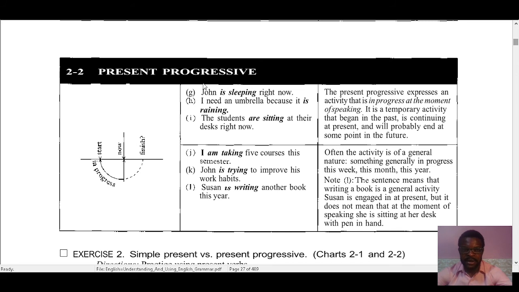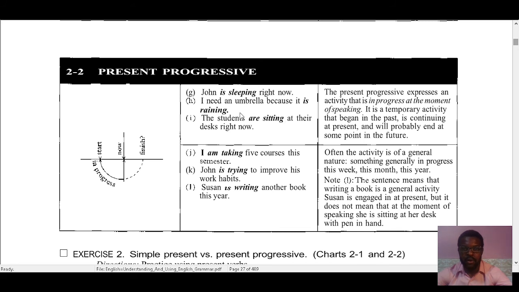And here, present progressive or present continuous tense. John is sleeping right now. I need an umbrella because it is raining. The students are sitting at their desks right now. You see here we've got our time marker, right now. Here again, right now. This is what tells us that our verb is in the continuous form. So the verb in the sentence, we have to add ing to it.